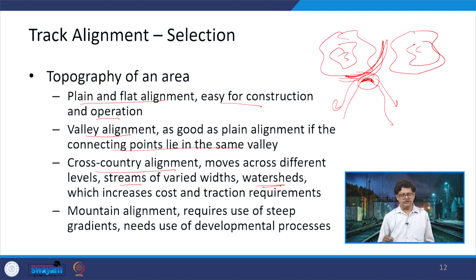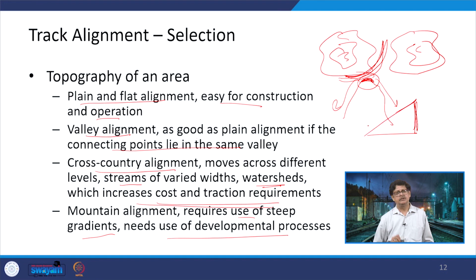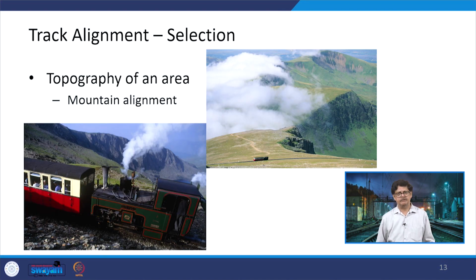And when we are looking at these types of systems, sometimes going up or down, there is a possibility that it will increase the requirement of the hauling capacity or the traction which should be there on the locomotive, as well as it will increase the cost. Now, mountain alignment requires the use of steep gradients. It needs use of developmental processes. When you are going on a steep gradient, within a short distance, a very high level is to be reached. So, in that particular case, some development processes are being defined. We will be looking at those developmental processes.